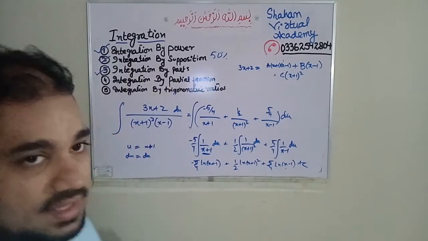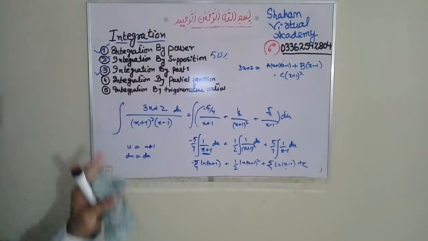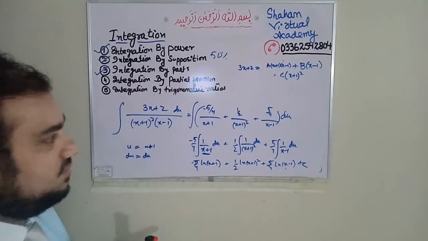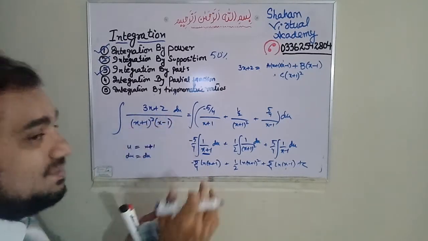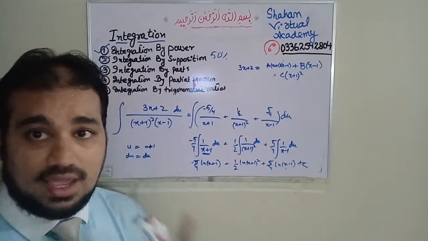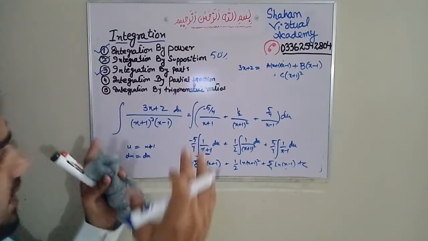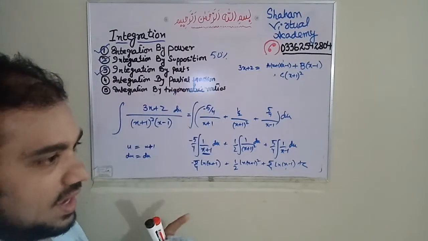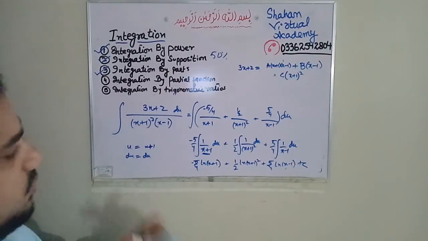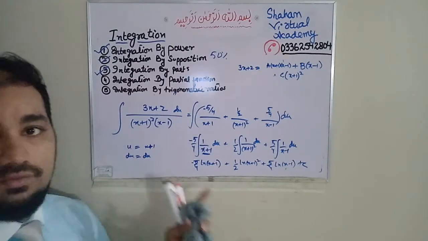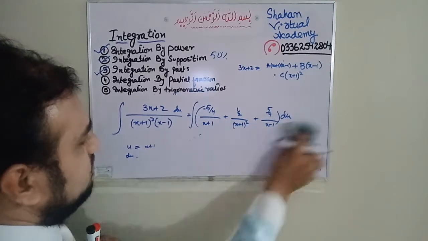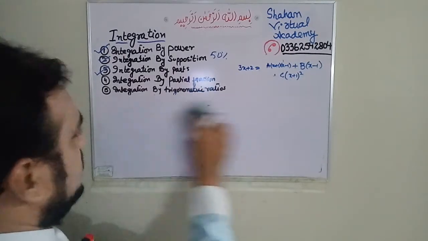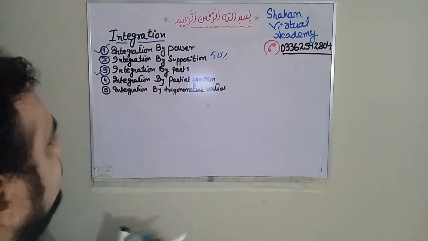So this integration by partial fraction, we just divide the polynomials partially into 3 steps, a plus b plus c, and then we solve it, take the values, put them in, and just apply integration and find the values. Okay, so it is simple, but it's too lengthy compared to this one.